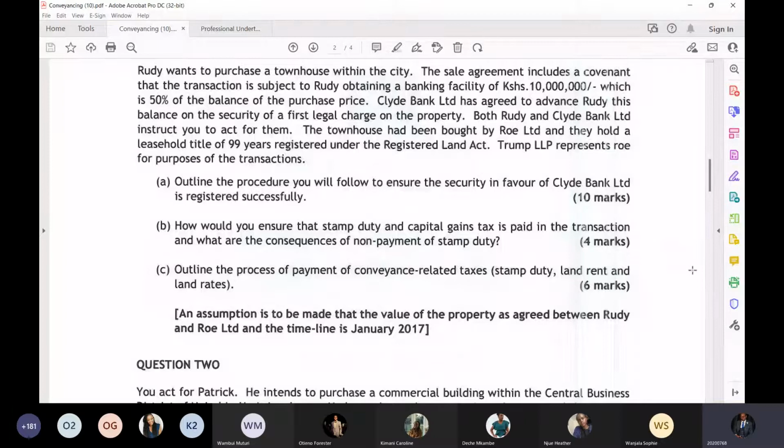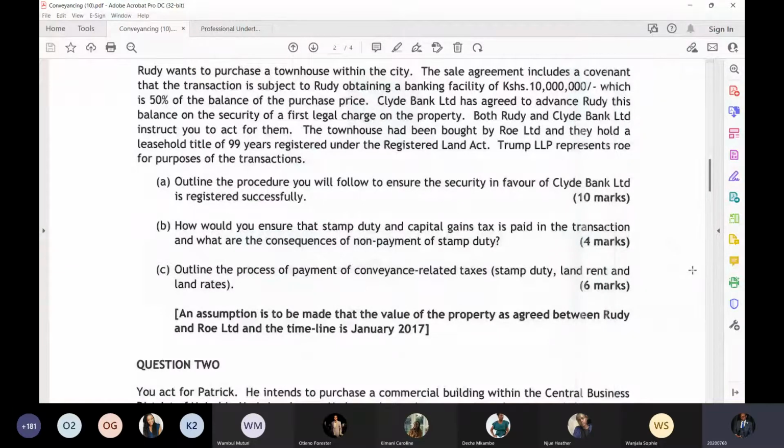So if you're paying stamp duty for the charge, it's going to be for the 10 million. For the consideration, which is 10 million, the amount, 10 million times 0.1%. If it's for the transfer between the purchaser and the vendor, the property is worth, because they're saying you paid 50%, so it's 50% of 10 million.